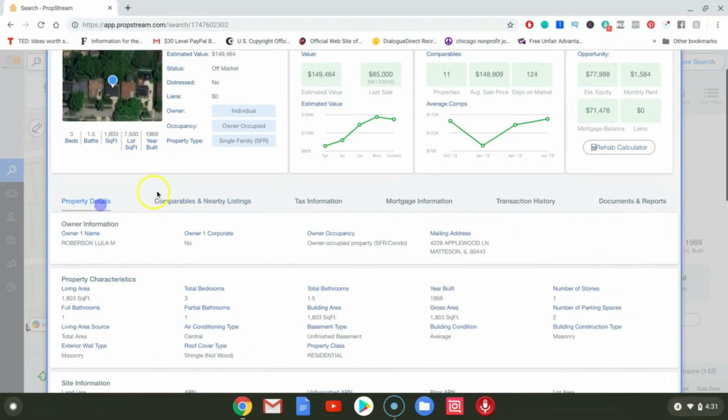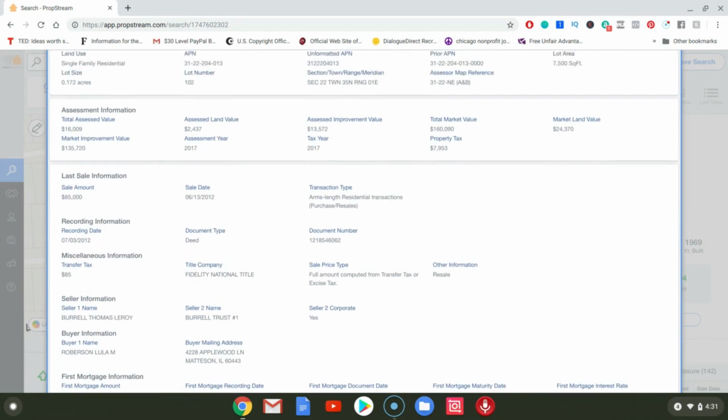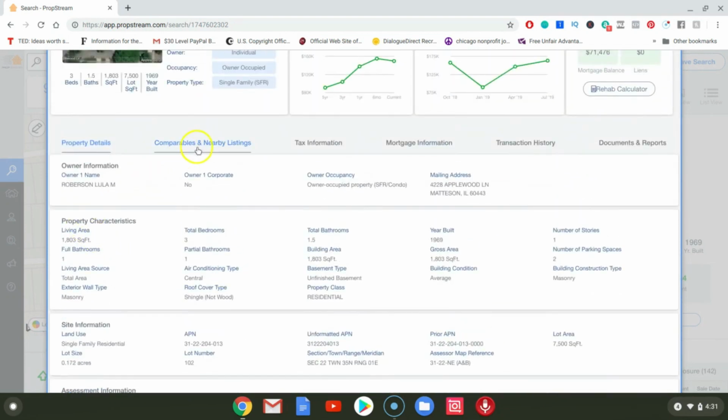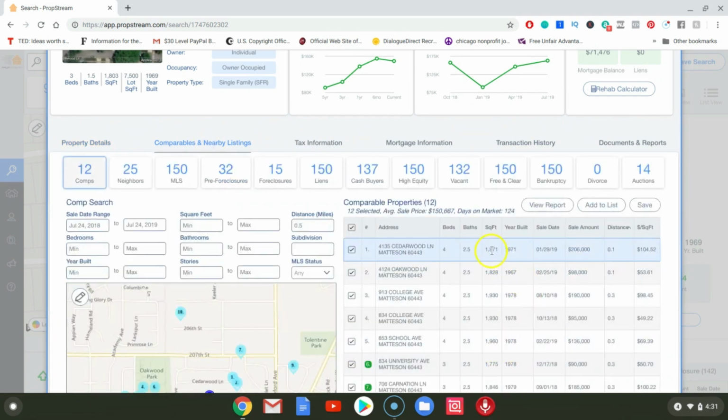So utilizing Propstream, we see that this person bought the property in 2012 for $85,000. We see the properties in the area are going for about 90,000 as is, and up to about 200 something thousand fully rehabbed.